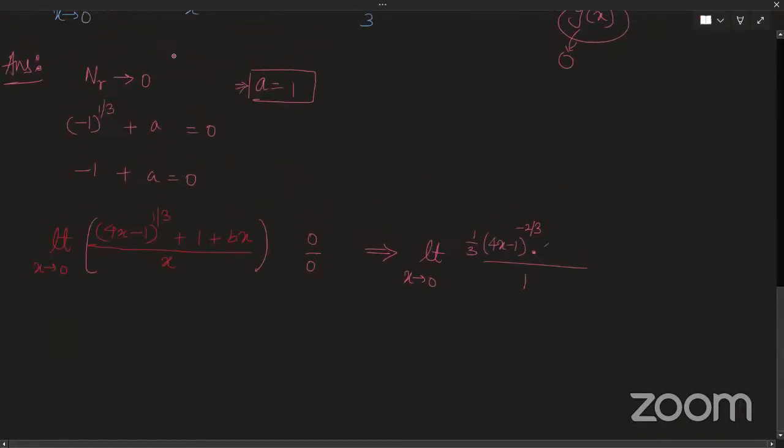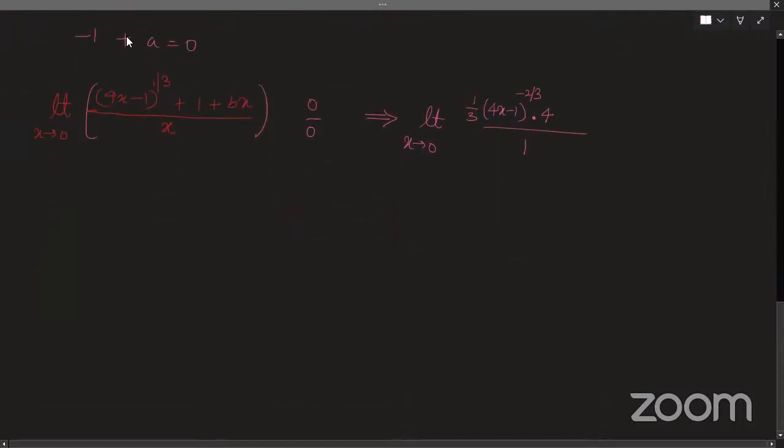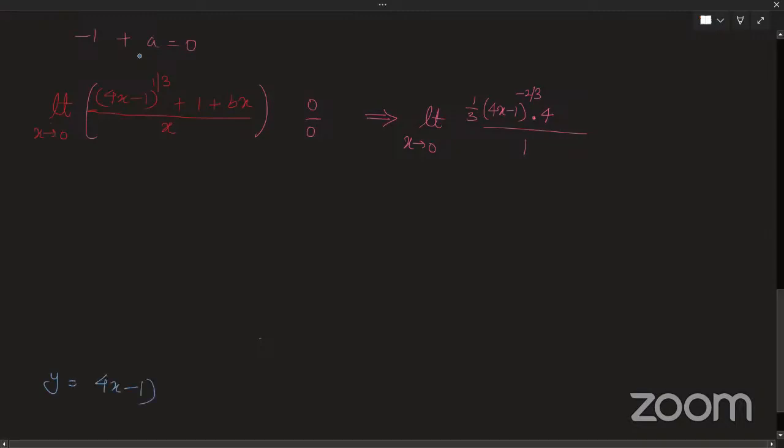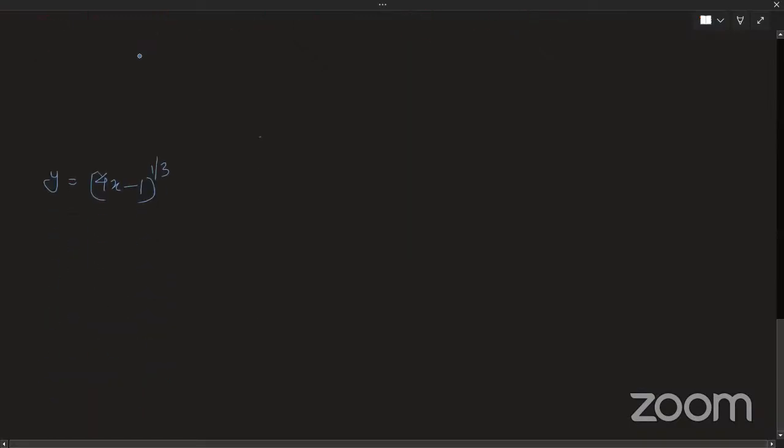Yeah, into 4. Fine. If anyone forgot what we had discussed yesterday, you have got your y as (4x minus 1) raised to 1 by 3. So what is it basically? It's basically that inside x raised to 1 by 3, I have put 4x minus 1, right? How do you differentiate x raised to 1 by 3? It's 1 by 3 x raised to minus 2 by 3, right?